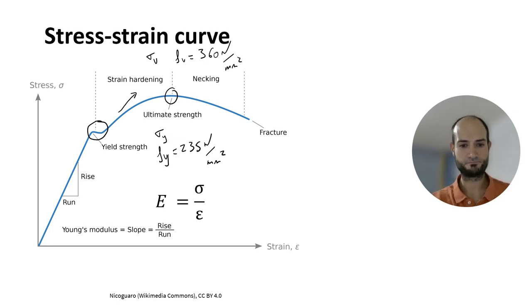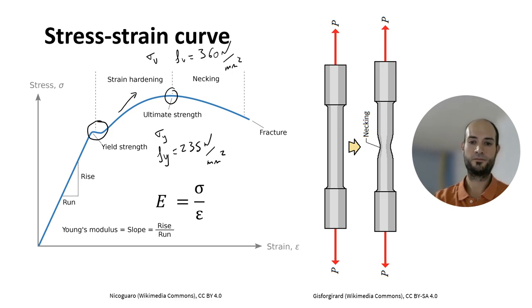Now, what happens after the ultimate strength? Material is breaking, so we have reached the maximum capacity. It will form a neck roughly at the center, and although the stress is decreasing, the strain continues to increase and increase and increase until it breaks apart and it fractures.